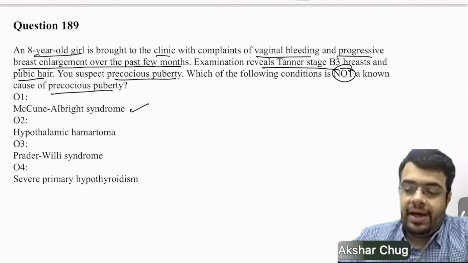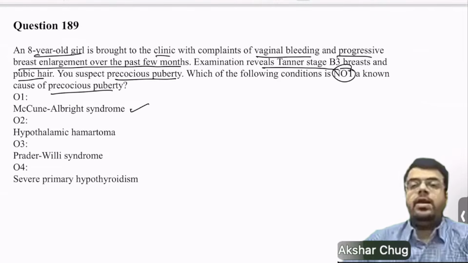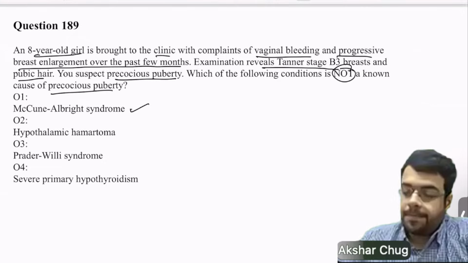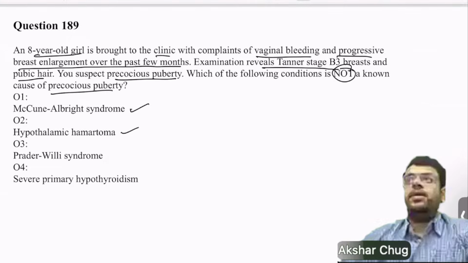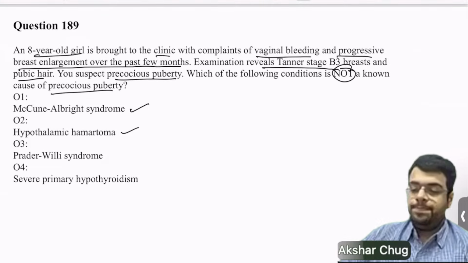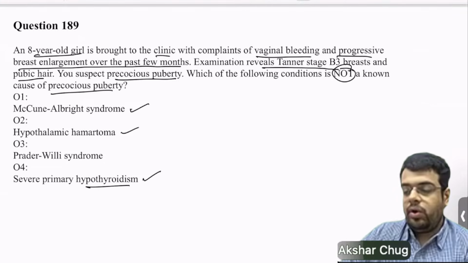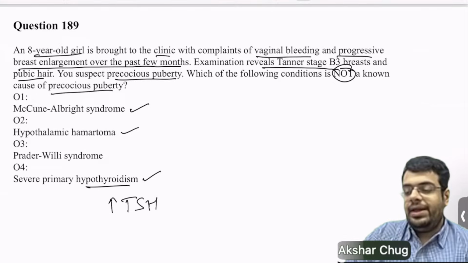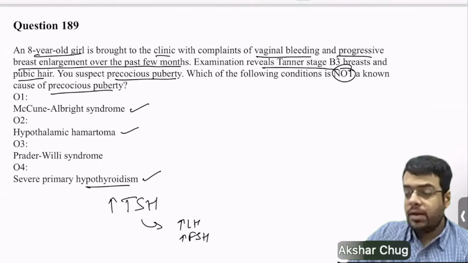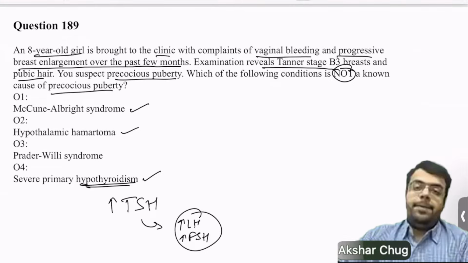McCune-Albright syndrome is classically associated with precocious puberty, along with café-au-lait macules and polyostotic bone disease. Hypothalamic hamartoma, which presents with gelastic seizures or laughing spells, is also associated with precocious puberty. Severe primary hypothyroidism: interestingly, hypothyroidism causes reflex feedback to increase TSH, and TSH causes an increase in LH and FSH in higher amounts. That's why we can see precocious puberty also in patients with severe primary hypothyroidism.